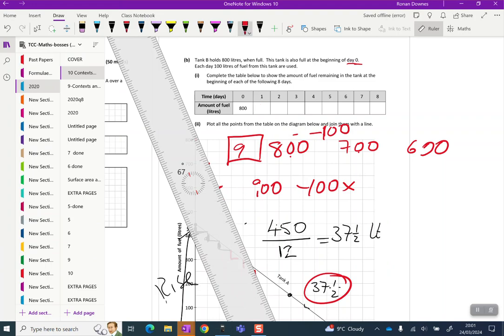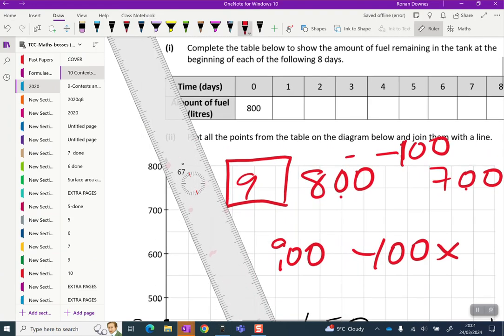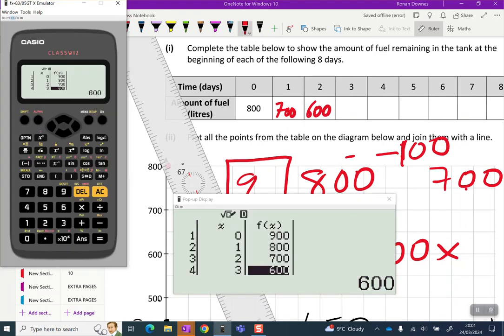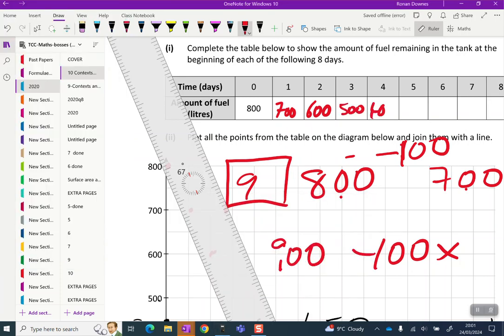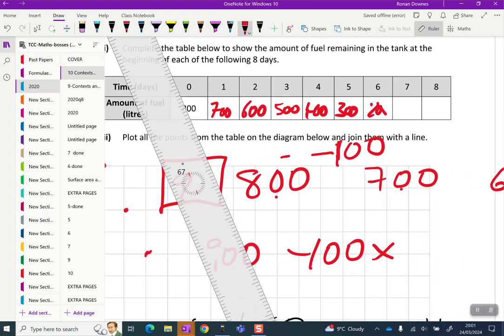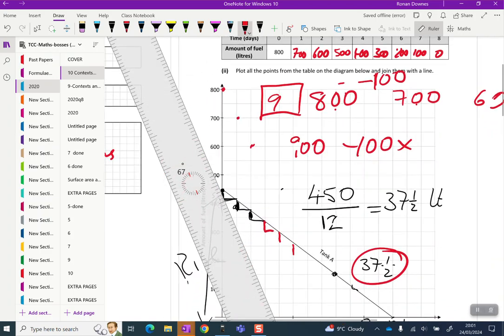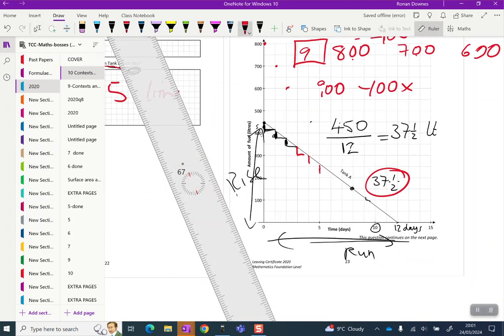I know you're only taking away 100 each time, but it just makes it a bit easier to do it on your calculator. 700, 600, but of course it's not very difficult either way. 500, 400, 300, 200, 100, and 0. So it runs out at the exact same time actually, doesn't it? Oh no, it doesn't, after 8 days, which would be here.